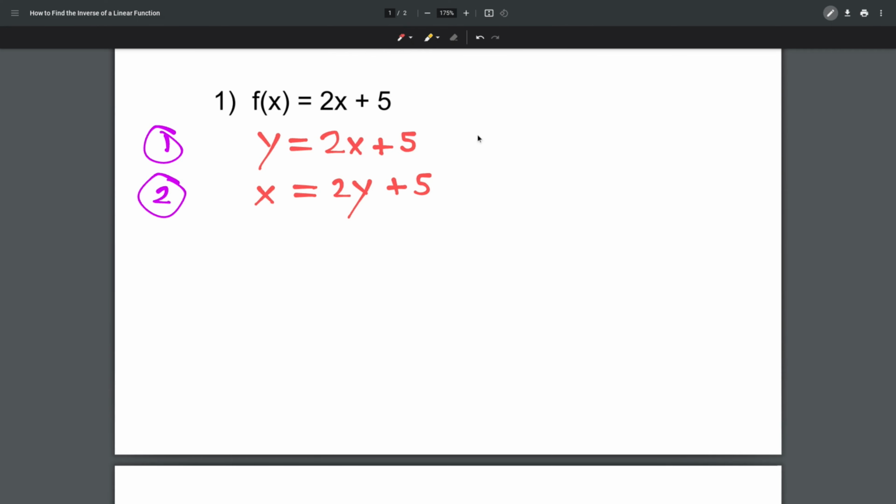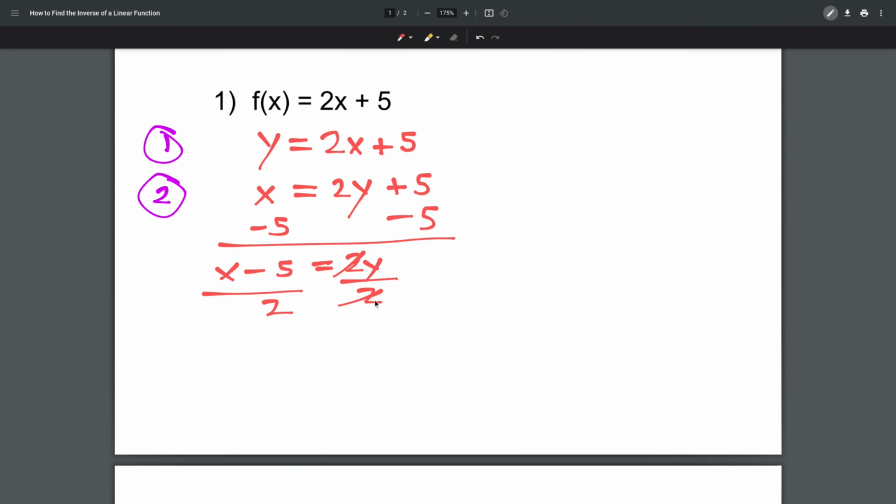Next step, we're going to solve for y. So this is going to take a little bit. We're going to first, let's subtract 5 from both sides. So we get x minus 5 equals 2y. And then we're going to divide both sides by 2. 2's will cancel out on the right-hand side. So we get y equals x minus 5 divided by 2. So I'm just going to write the y on the left-hand side here. That was our third step here.